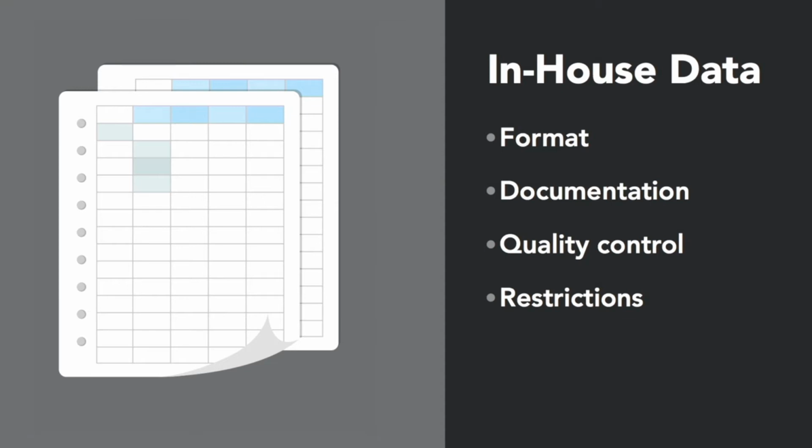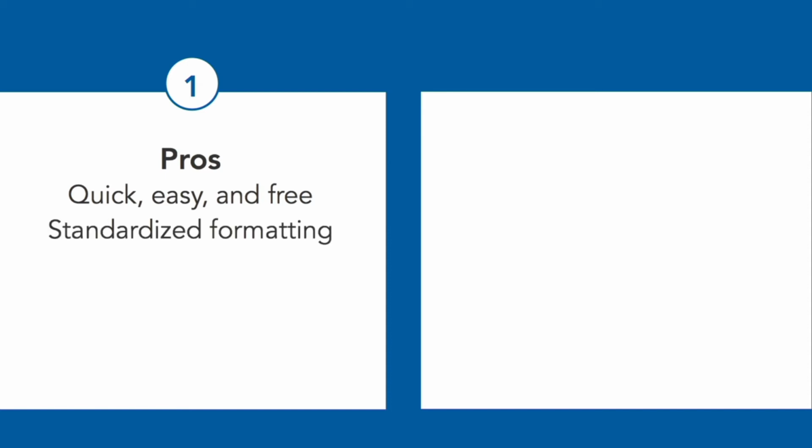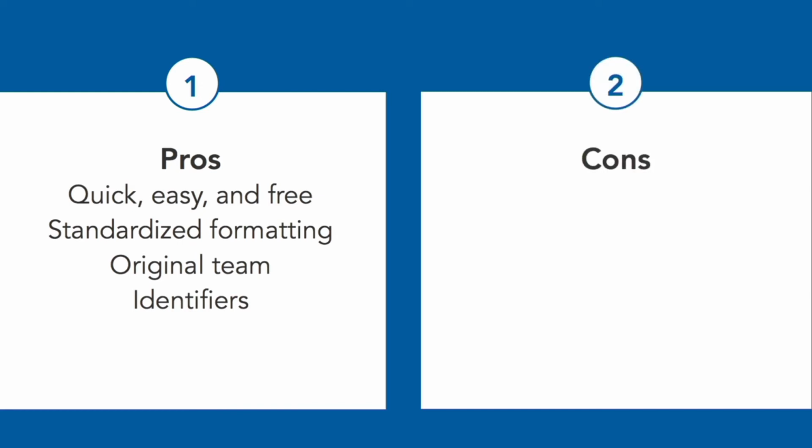The first pro is potentially it's very quick, easy, and should be free because you're within the same organization. If you're lucky, there's standardized formatting that the organization has instituted, rules or policies about this is the way we do it. Also, if you're very lucky, the original team that gathered the data and processed it should still be available. Makes your life very easy when you want to answer questions and get insights. Sometimes, identifiers might be available, and what that means is you might actually know the identity of each respondent or case in it. There are, however, some cons.